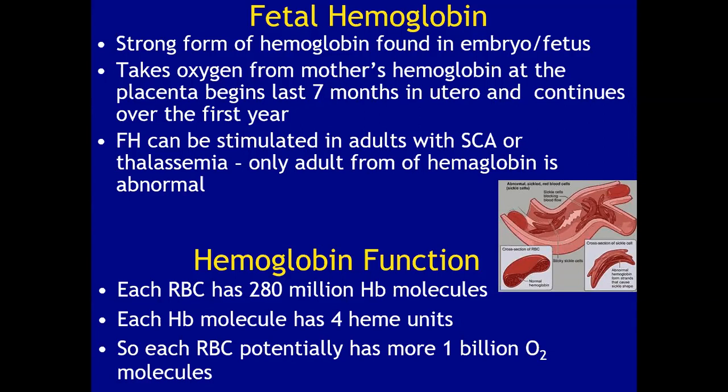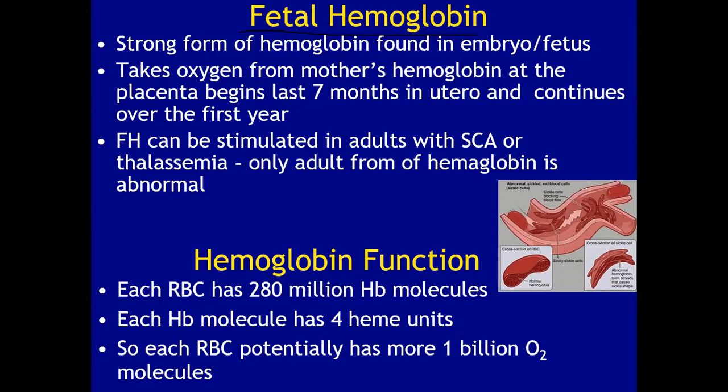So we need a form. This is called fetal hemoglobin. And it's able to strip the oxygen off of mom's hemoglobin molecule, even though the blood isn't touching it. The baby's blood is in a capillary, the mom's blood's in a capillary. Remember, the blood cells don't go across, but we're able to take the oxygen off. It says it begins about the last 7 months in utero and continues over the first year of life, giving the baby a greater ability to absorb oxygen this way.